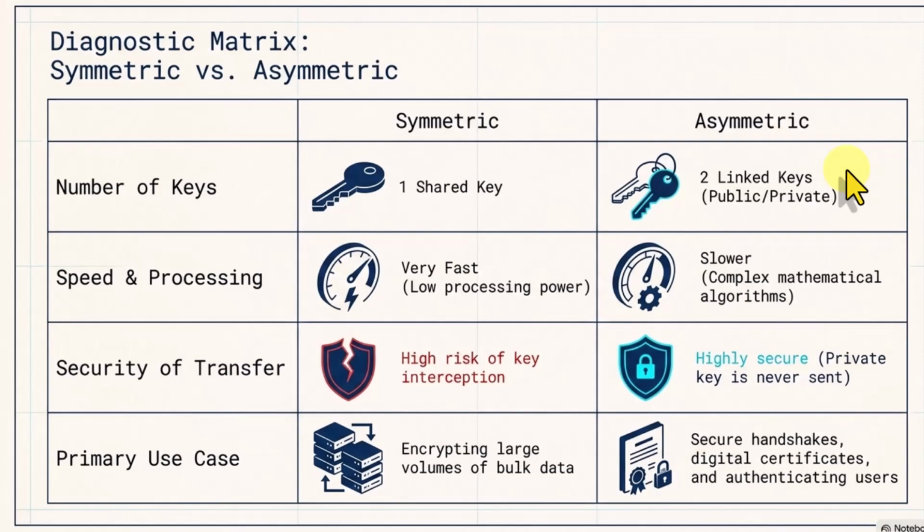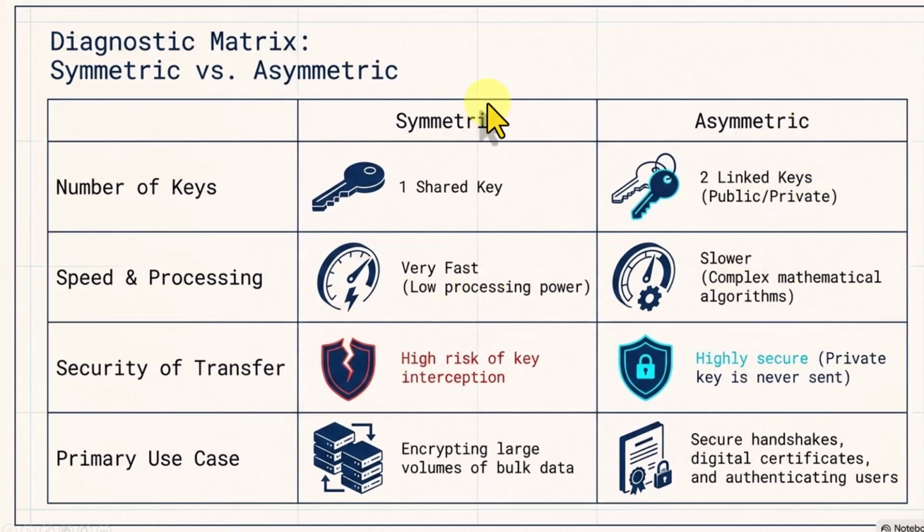In this table, we are comparing symmetric and asymmetric encryption. In symmetric, we have one shared key, while in asymmetric, we have two linked keys, one public and one private. The public key is used for encryption and the private key is used for decryption. According to speed, symmetric encryption is very fast and needs low processing power. But asymmetric is slower because it has complex mathematical algorithms.